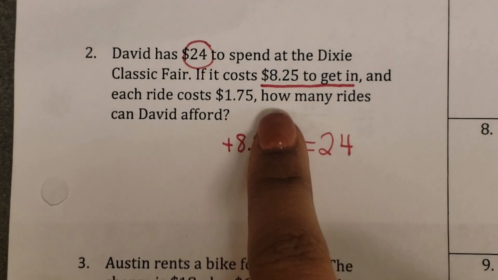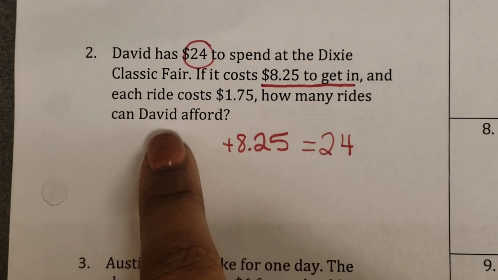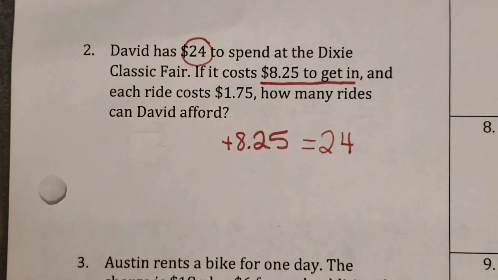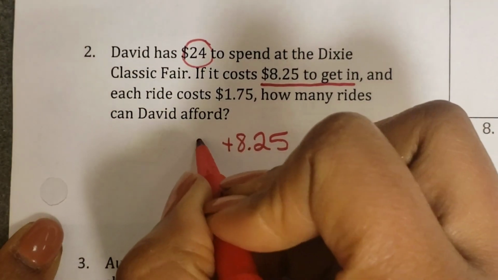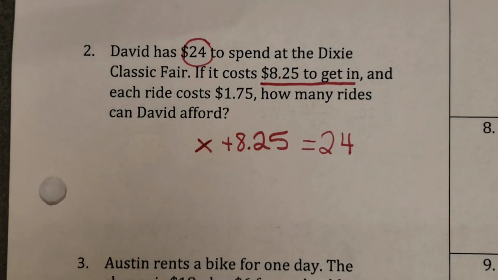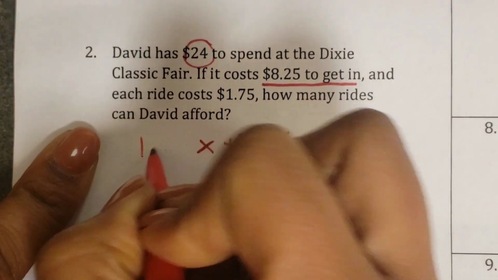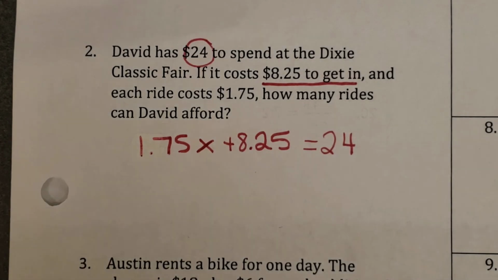Now here's the key sentence right here. The key part of the last sentence is, how many rides can David afford if each ride costs $1.75? So that means each one of these X's is a ride, so that would be $1.75 X. Now we have this set up, we can solve it like a regular equation.